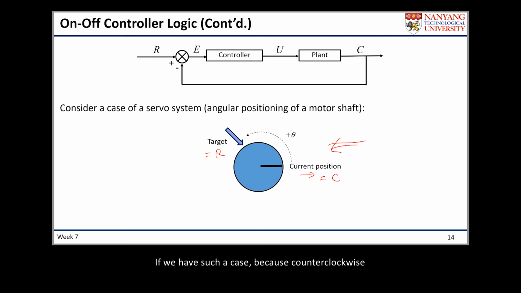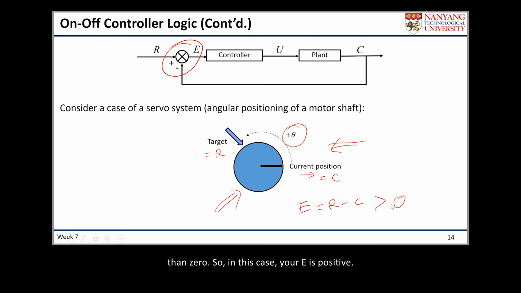If we have such a case, because counterclockwise is the positive direction, the error E is R minus C, based on the summing point. In this particular case, when your target is in the counterclockwise direction from your current position, your E will be more than 0. So in this case, your E is positive.